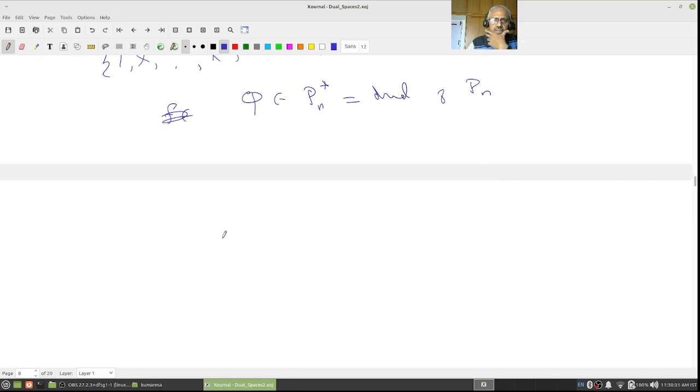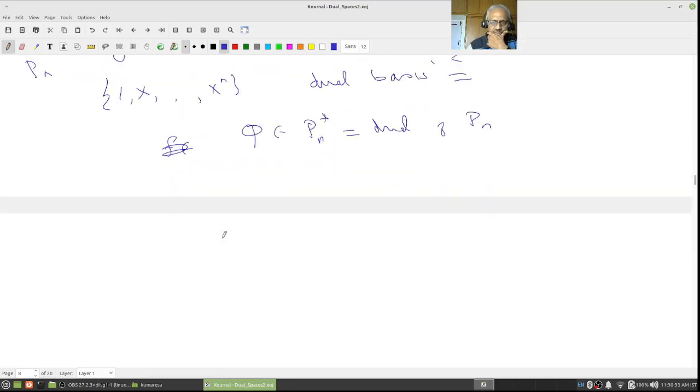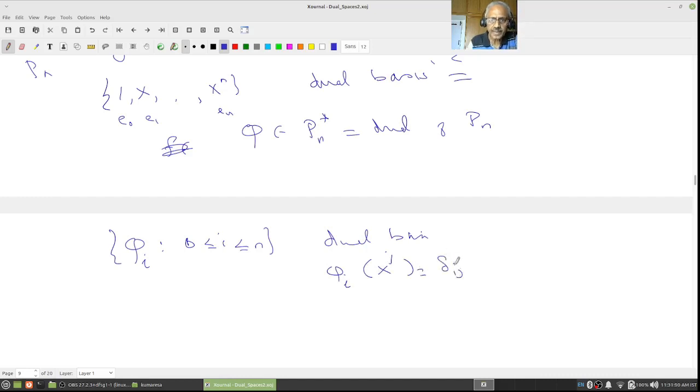I want to understand the dual basis. How do I do that? Let us look at phi_i, the dual basis. Suppose this is a dual basis, with 0 less than or equal to i less than or equal to n. This is your e0, e1, up to en, if you want to think of it that way. That is, phi_i of x power j is delta ij. Right?